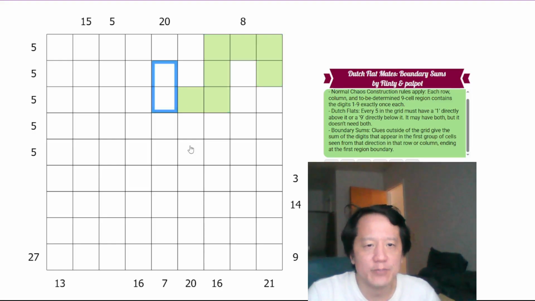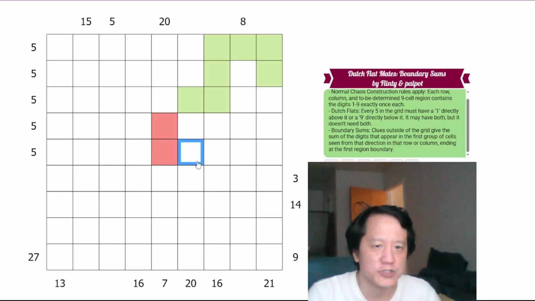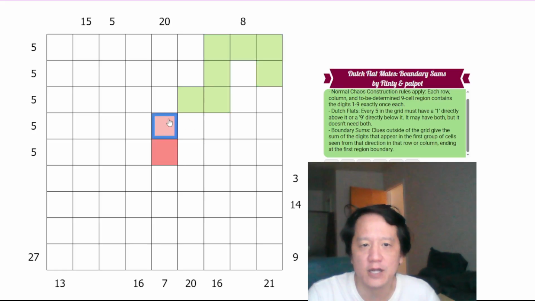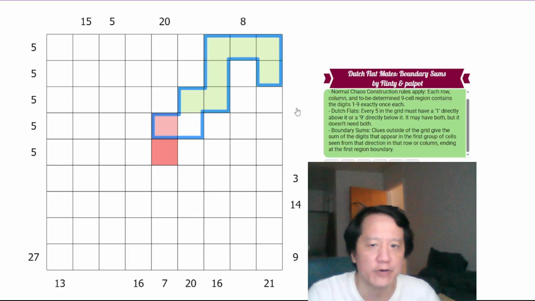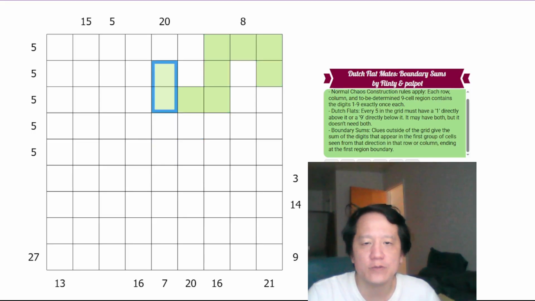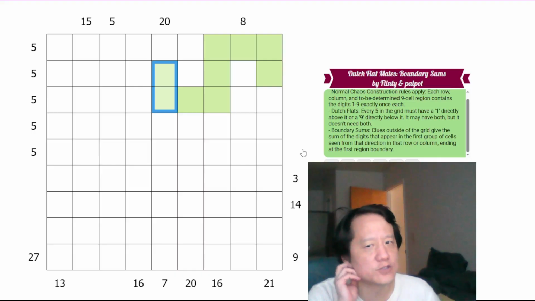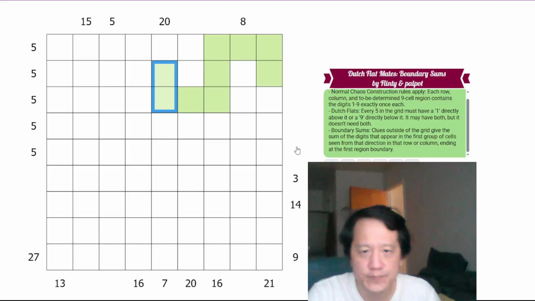Here is an example of an invalid region, because even though these two cells can get to each other by going through edges while staying within the region, they can't get to the other cells in the region just by going through edges. They have to go through a corner, or go through an edge and exit the region, which is not allowed. So that's an example of how chaos construction rules work.